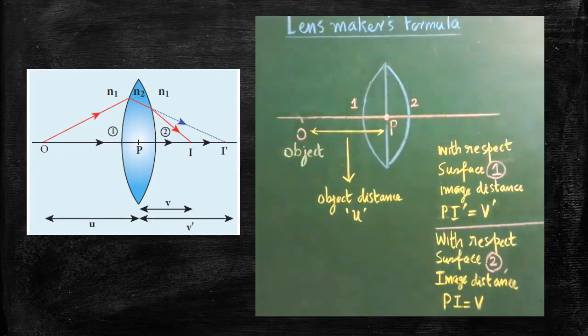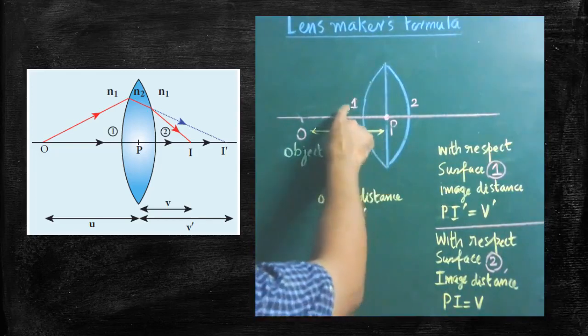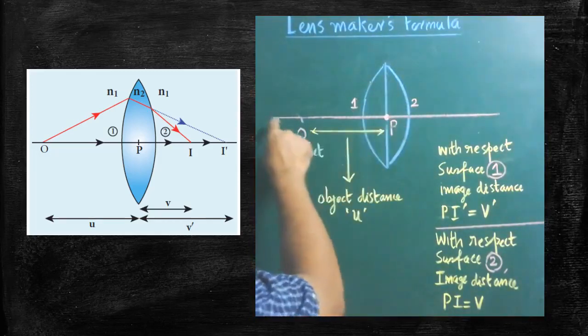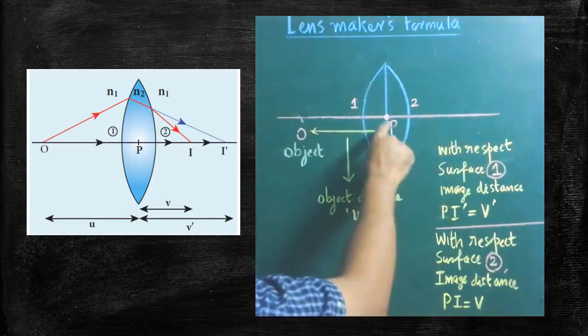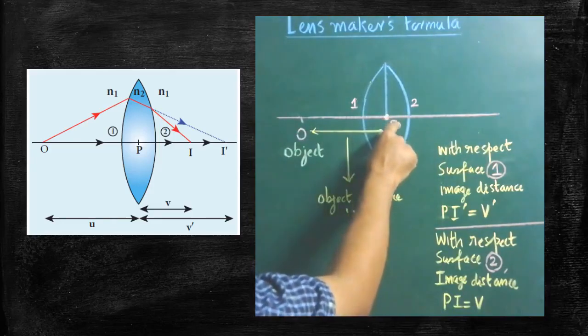Here, look at the diagram. First we have to draw the ray diagram. You should know how to draw the ray diagram. I have drawn one thin lens here. In the thin lens, two curved surfaces are there, 1 and 2. Here I have drawn the principal axis. This is the geometrical center of the lens, which is called the pole.